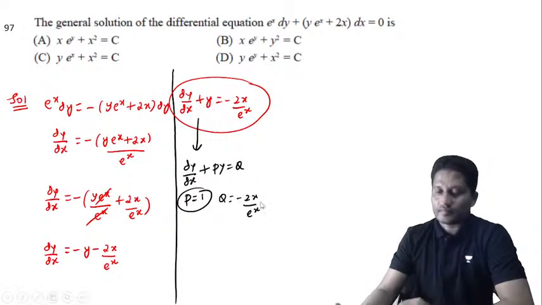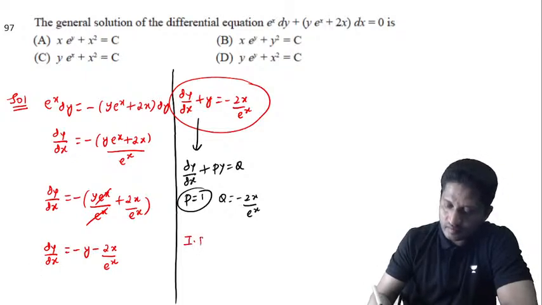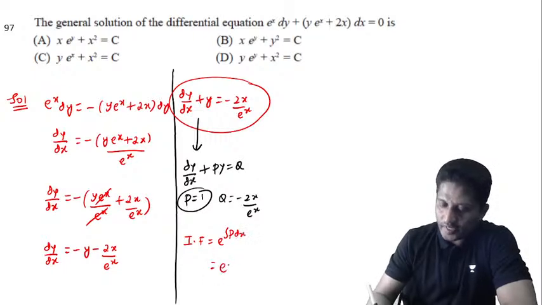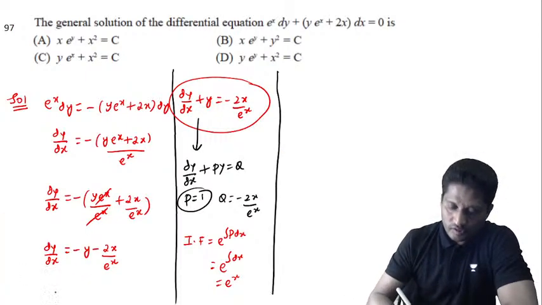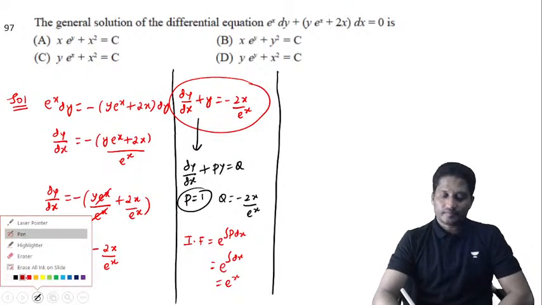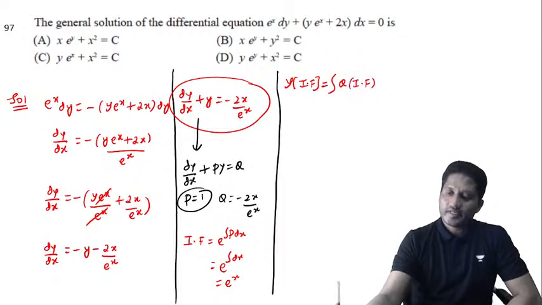Okay, integrating factor is e power integration of p dx, e power integration of dx, that is equal to e power x. Right, now I'm supposed to find a solution, right? Solution is y into integrating factor, y into IF is equal to integral q into IF dx plus c. Right, this is the formula.